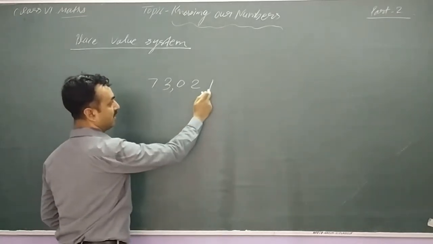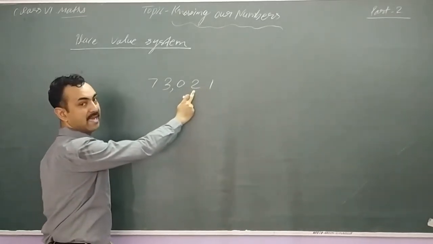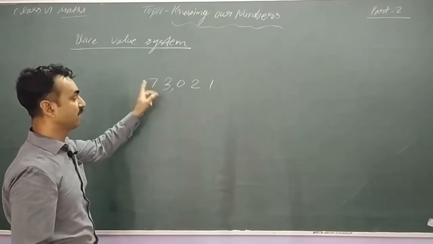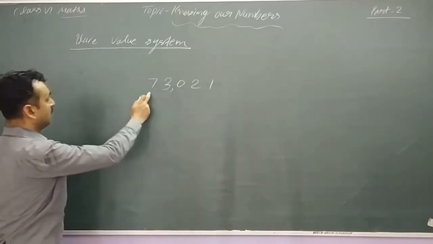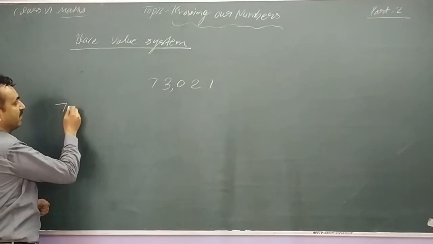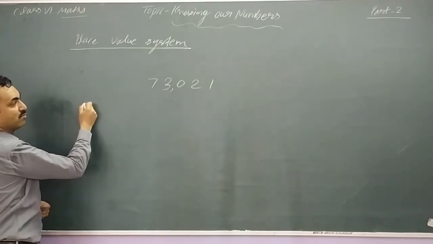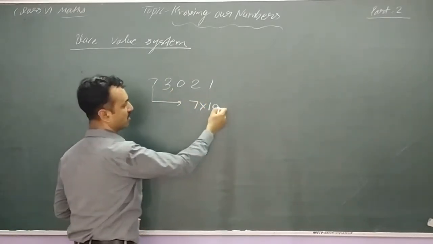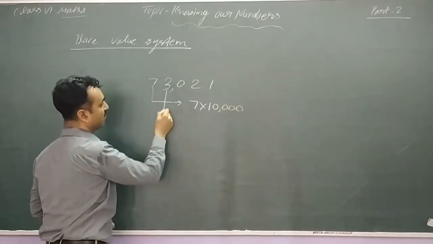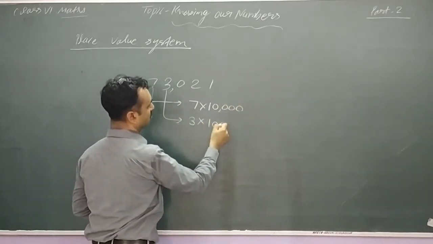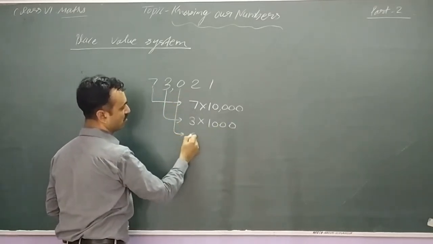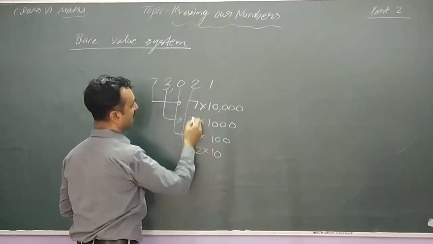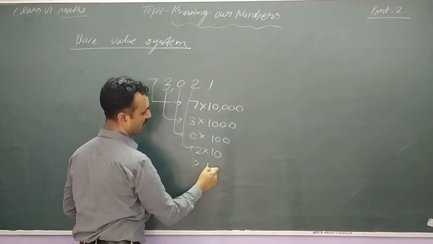Suppose I am writing here 73,021. Which place is this one on? Ones. This is tens. This is 100. This is 1000, and this is 10,000. So the greatest place is 10,000 here. Now we will write the place value of 7. What is the place value of 7? The place value of 7 is 7 multiplied by its place. What is the place of 7? 10,000. So we multiply by 10,000. What is the place of 3? 1000. So we multiply by 1000. What is the place of 0? 100. So we multiply by 100. What is the place of 2? Tens, and ones, you can see only 1.